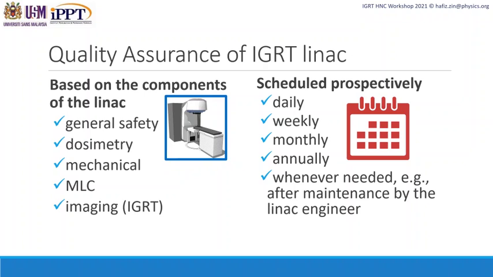The QA test of an IGRT LINAC can be arranged systematically according to the components of the LINAC. For example, the general safety aspects, the dosimetry, mechanical aspects, the multi-leaf collimators, as well as the image-guided radiotherapy devices. And these components can be scheduled accordingly in daily, weekly, monthly, and annual tests, as well as whenever required after maintenance by the LINAC service engineer.